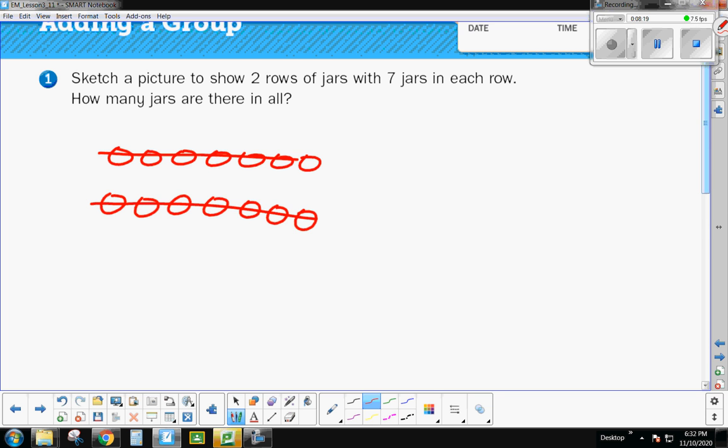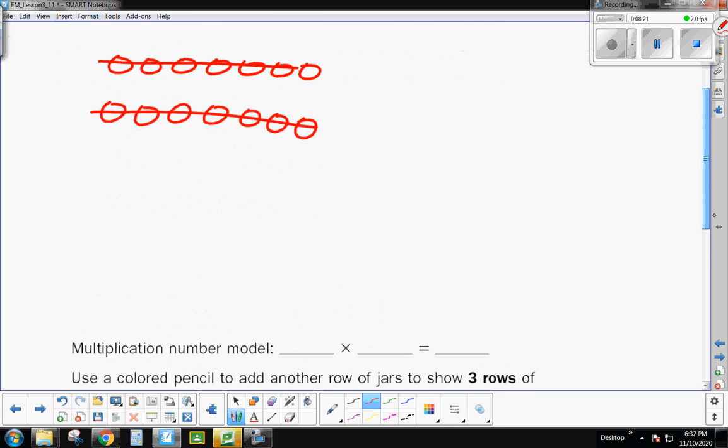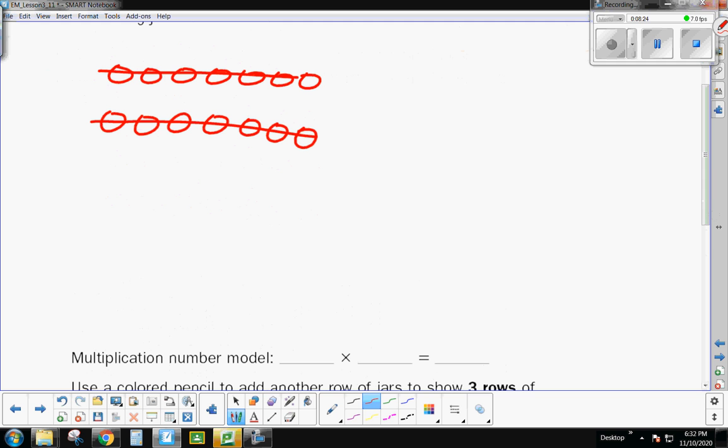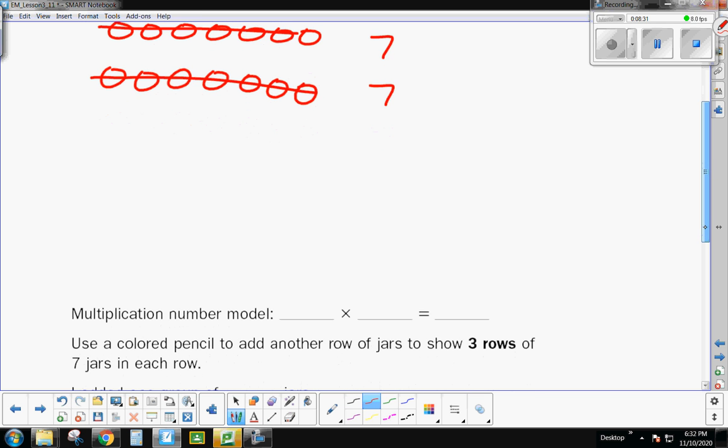Okay? So I want to know, how many jars do I have in all? Well, I know if I have 7 here and I have 7 here, that's 14, right? What is my multiplication number model to go with that picture? I've got 2 rows of 7 equals 14. Now it says use a colored pencil to add another row of jars to show 3 rows of 7 jars.